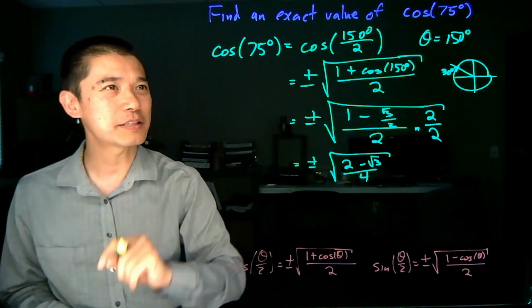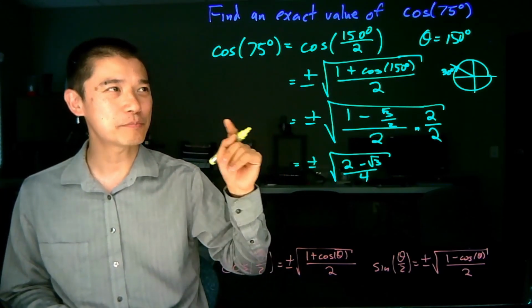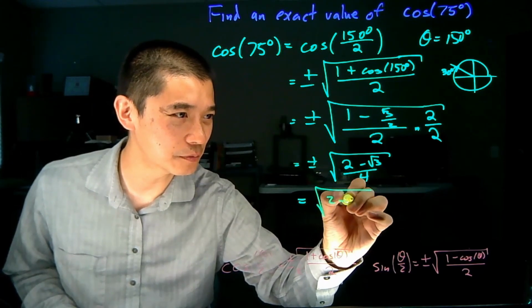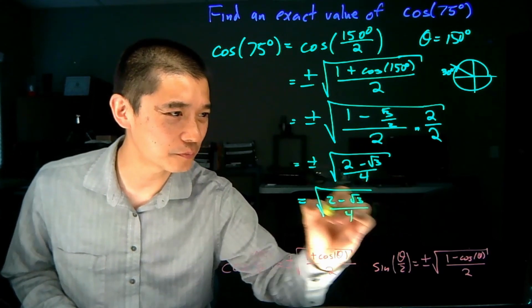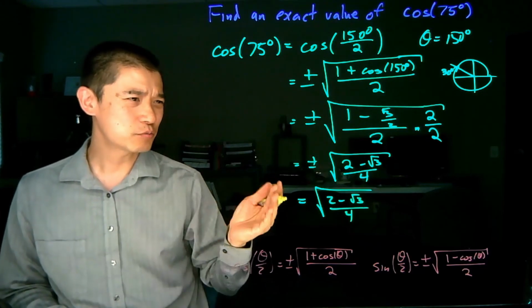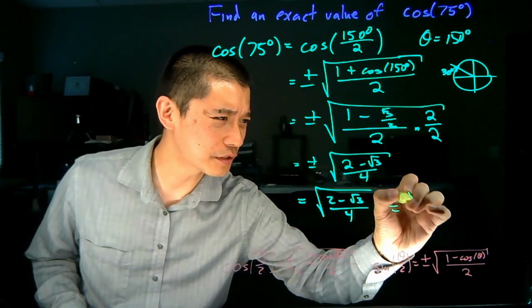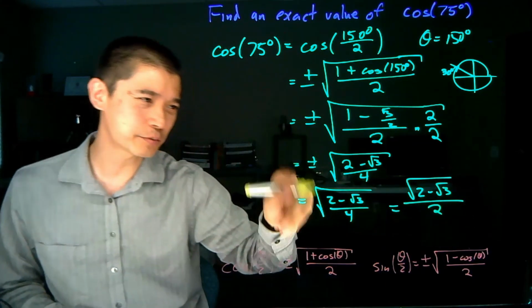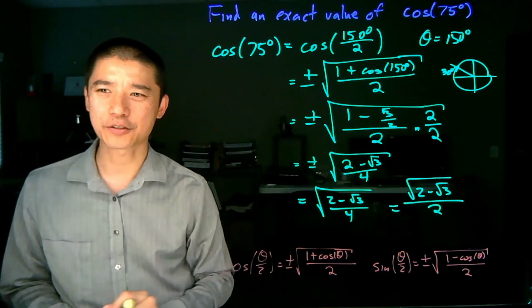So in this case, 75 degrees is in the first quadrant, cosine is positive in first quadrant, so we will take the plus case here, square root of 2 minus root 3 over 4. There's one more simplification we can do right here, which is square root of 2 minus root 3 all over 2, because the square root of 4 is 2. Either one of these answers for me would be acceptable.